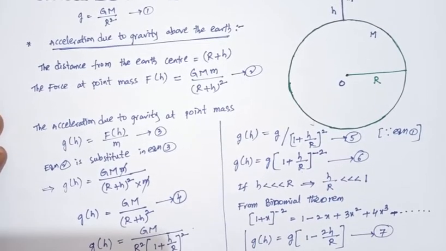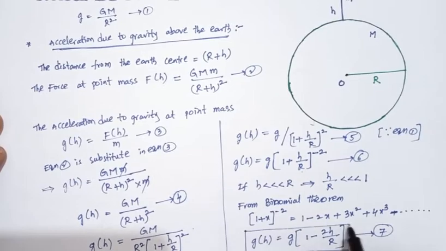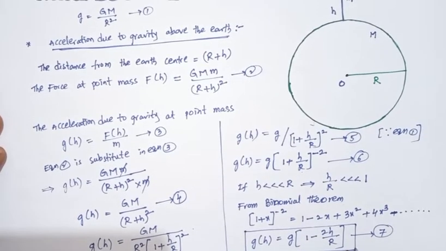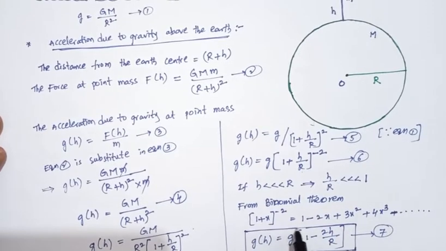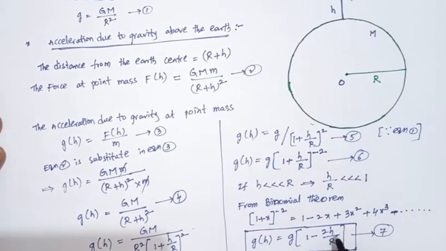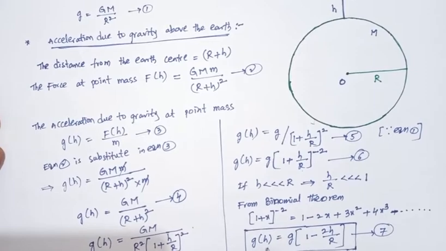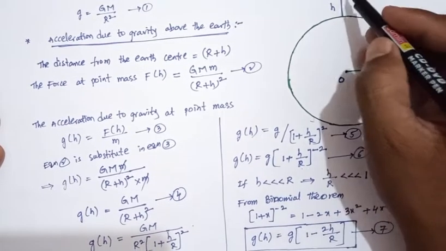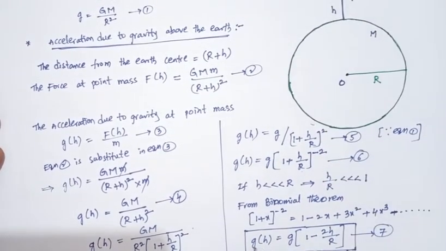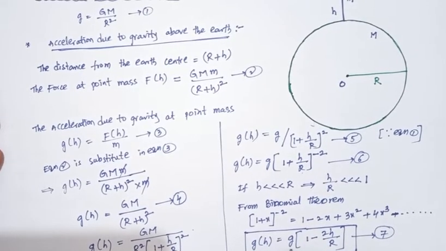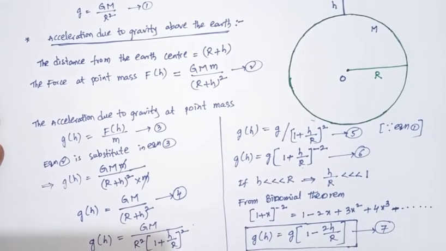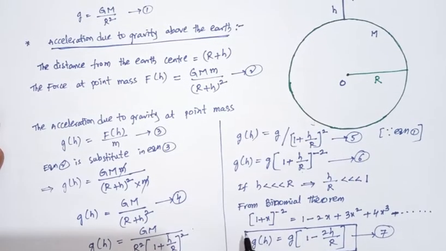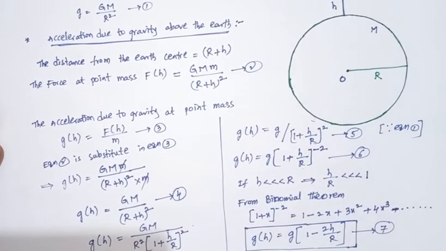The acceleration due to gravity above the earth surface, where the height taken from the earth surface is h: g of h, the acceleration due to gravity at that point mass, equals g into (1 minus 2h by r). This is the equation for the acceleration due to gravity above the earth surface.